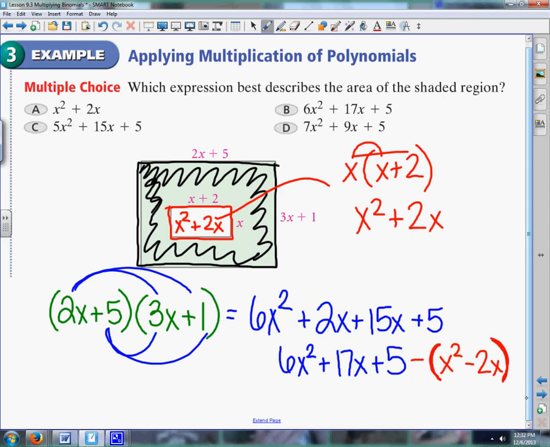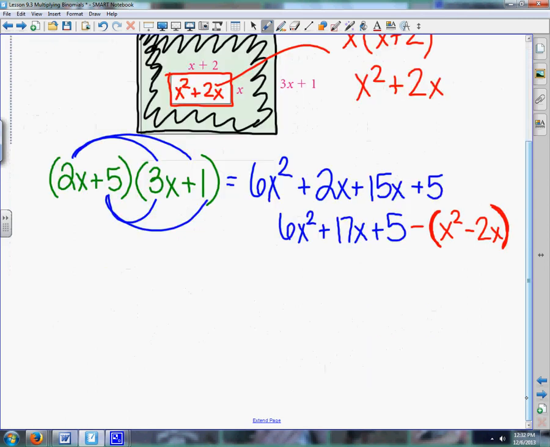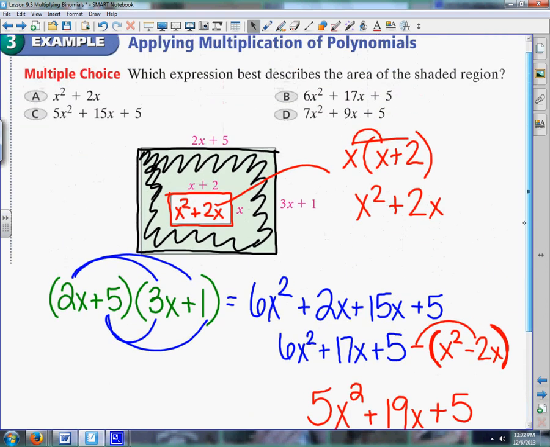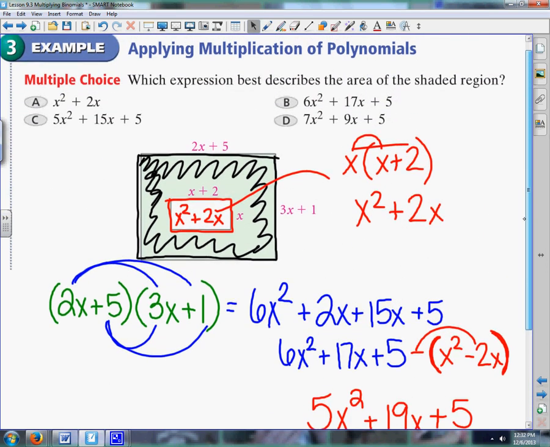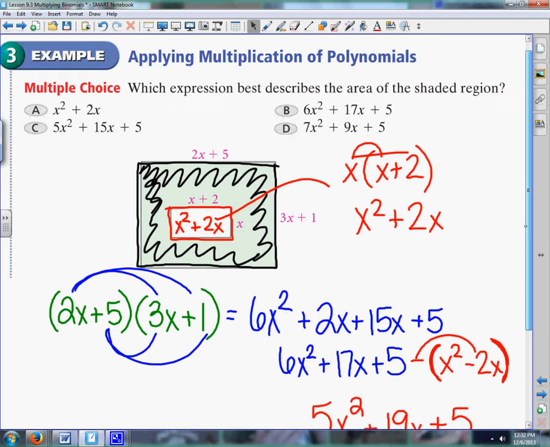I keep it together. So if I were to subtract this, I would have 6x squared minus x squared, so that's 5x squared. Now, a negative and a negative make a positive, so that would be plus 2x plus 17x, so that's 19x plus 5. So if I go up, I have 5x squared plus 19x.